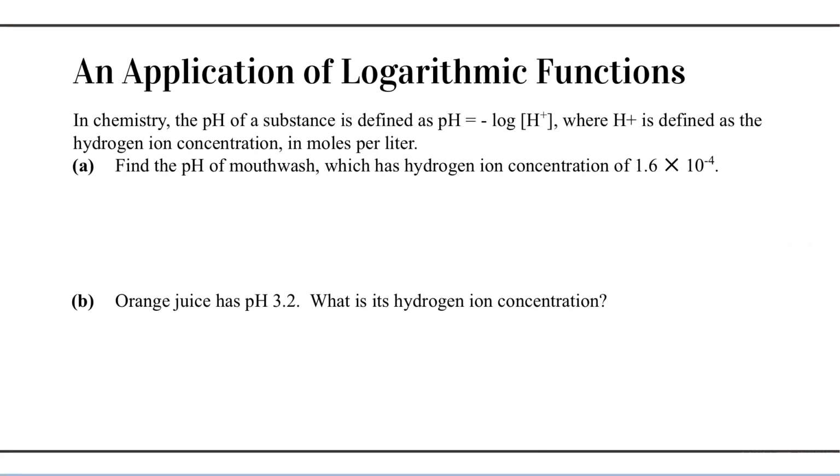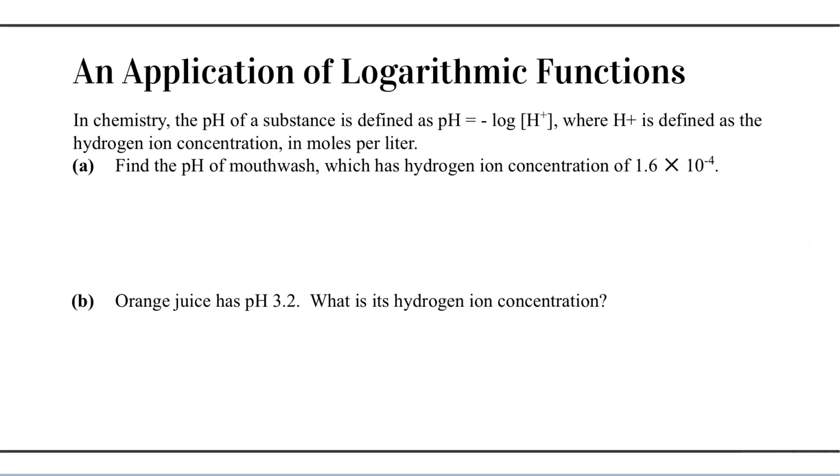Okay. And then one last final example for logarithms right here. I'm just going to look at an application of being able to use logarithmic functions. So it turns out that in chemistry, the pH of a substance is defined as the pH, which is equal to negative of log base 10 of H plus, where that H plus is defined as the hydrogen ion concentration measured in moles per liter.